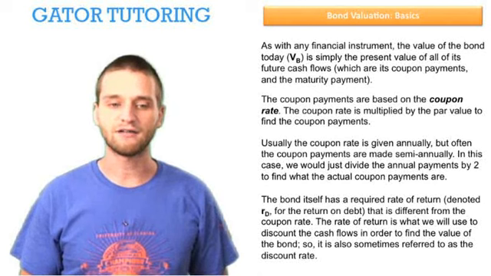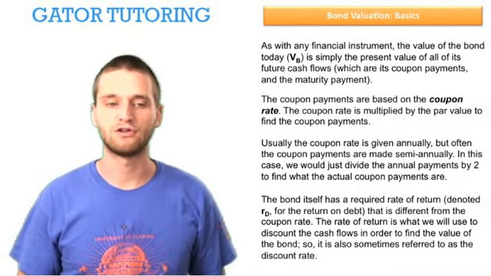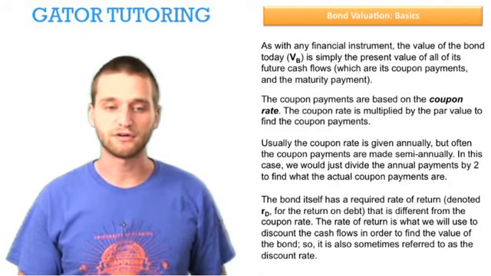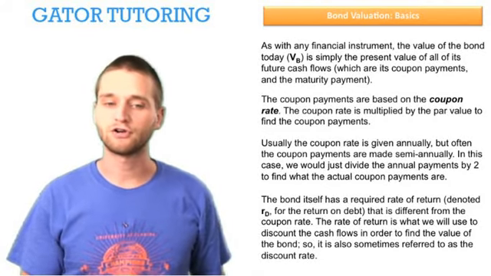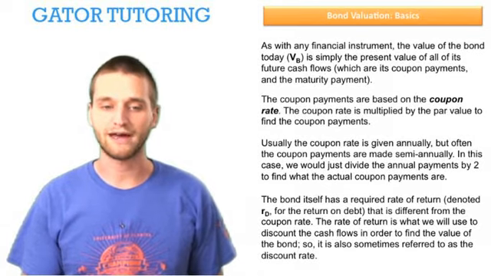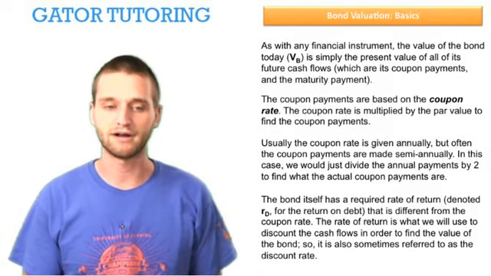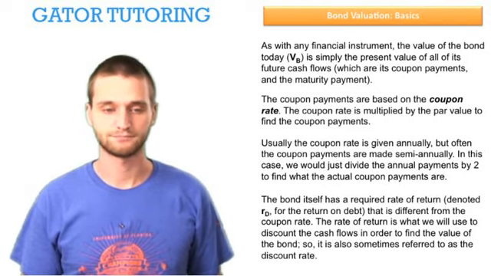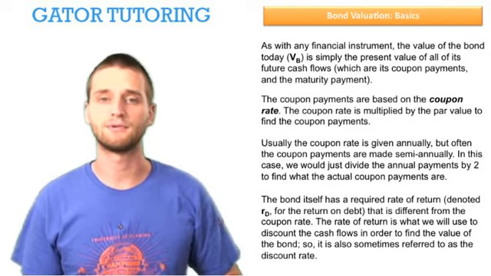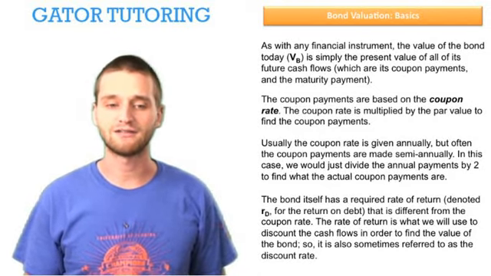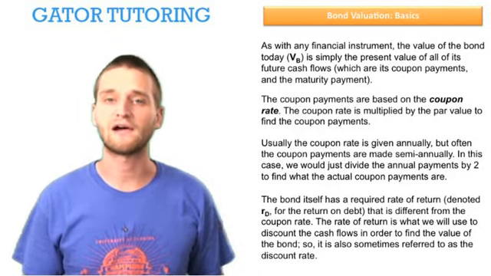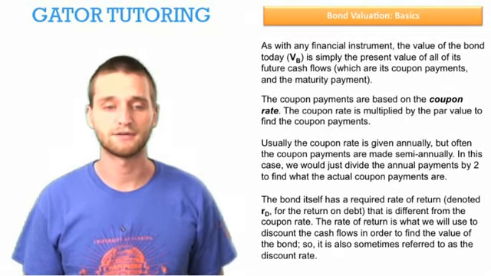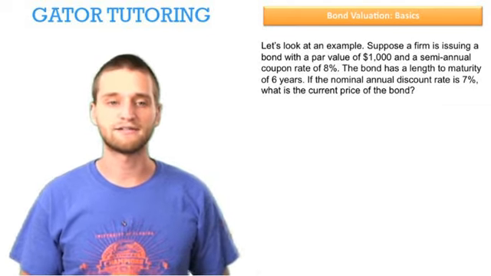The bond itself has a required rate of return, denoted R sub D for the return on debt. That is different from the coupon rate. The rate of return is what we will use to discount the cash flows in order to find the value of the bond. So, it is also sometimes referred to as the discount rate. So the coupon rate is used to determine the coupon payments, and the return on debt, the required rate of return, or the discount rate, is used to find the present value of all of those future cash flows of the bond. Let's look at an example.